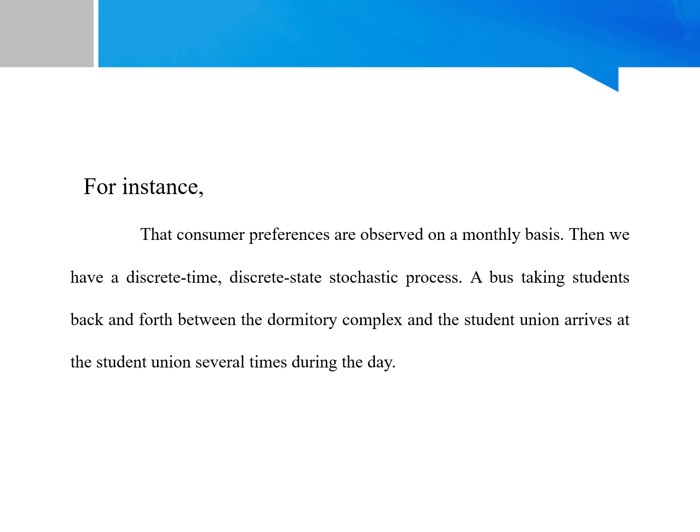A bus taking students back and forth between the dormitory complex and the student union arrives at the student union several times during the day. So here also the number of times the bus goes back and forth and the number of students form the discrete state space. So these two are examples of a discrete time, discrete state space stochastic process.